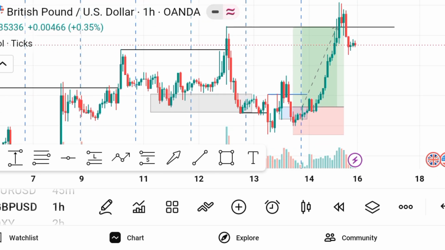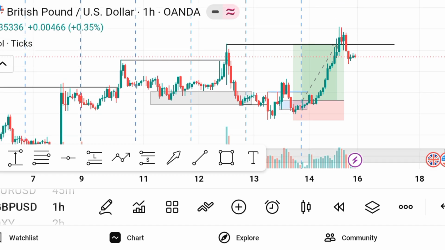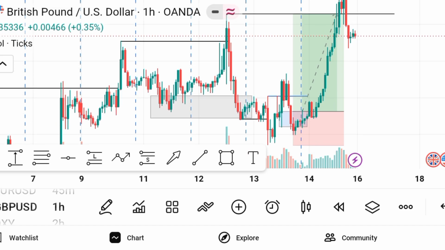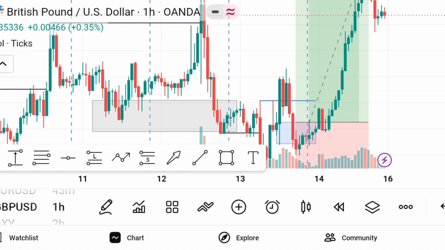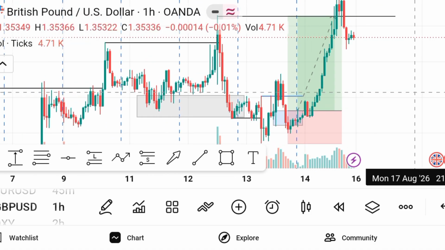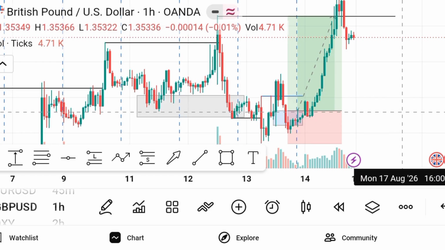For those of you that will be watching this video later on the 14th of August, this is how we got this setup on the 14th of August 2026, just in case you might want to go to your chart and check it out. This is how we got this setup. Very sweet and easy setup. The moment we saw our change of character, we map out the order block.